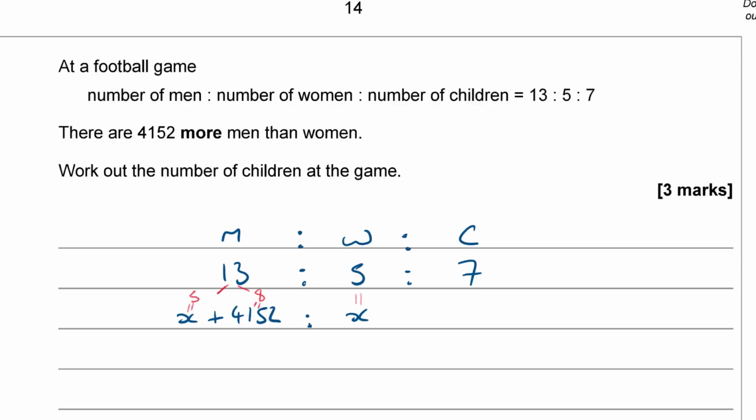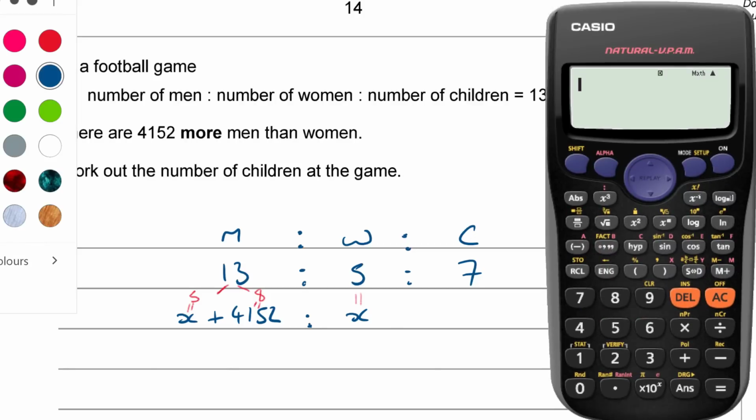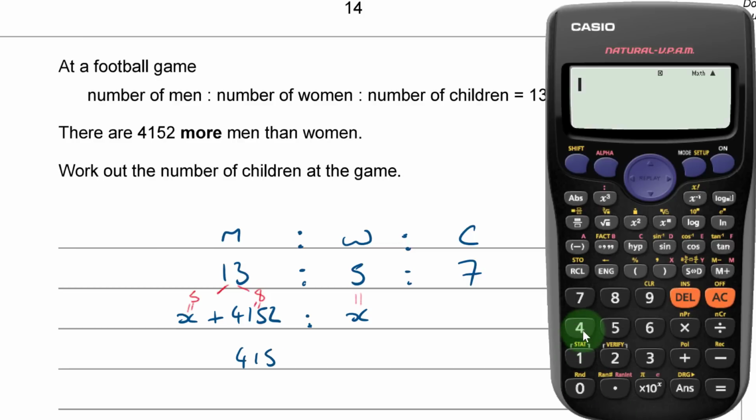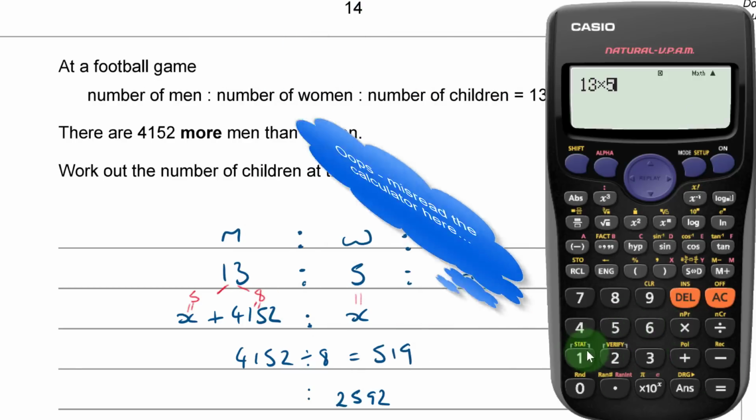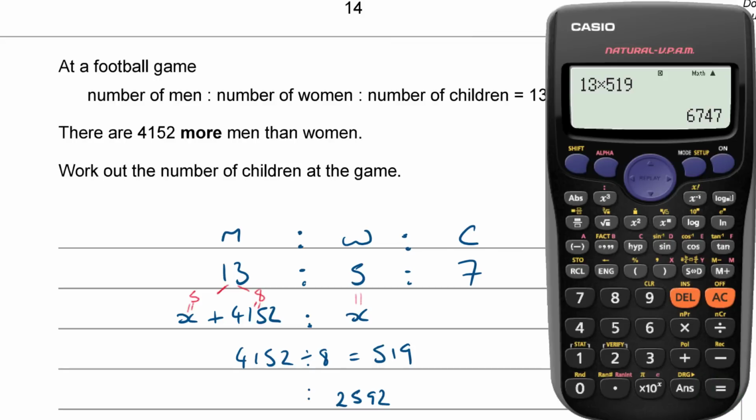So that means that if I take 4,152 and divide it by 8, I get the answer 519. So those 5 parts of women would be 5 lots of 519. So 5 times 519 means there was 2,592 women, and there were 13 lots of 519 men. That's 6,747.